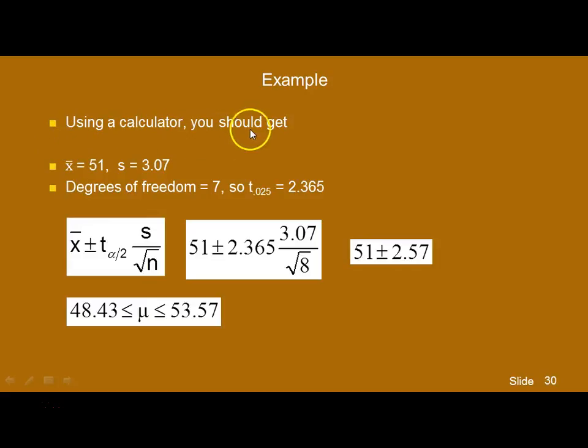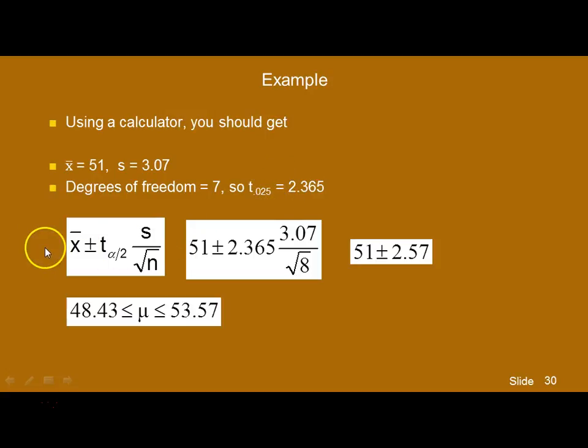Now, using a calculator, or you can do this by hand, but if you remember from earlier in the course how to find a sample mean and sample standard deviation, the sample mean turns out to just be 51. The sample standard deviation is 3.07. We had a sample size of 8, so n minus 1 degrees of freedom is 7 degrees of freedom. Go to your t-table with 7 degrees of freedom. Go to the 0.025 column because the area in the upper tail will be 0.025 for 95% confidence. You should get a t-value of 2.365.